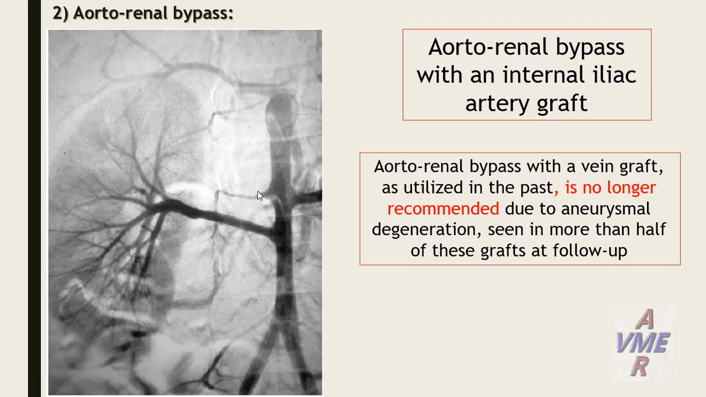Number 2, aortorenal bypass. Aortorenal bypass with an internal iliac artery graft. This is the aorta. This is the origin of the renal artery. This is the graft, internal iliac artery, which makes the bypass between the renal artery and the aorta. Aortorenal bypass with a vein graft, as described in the past, is no longer recommended due to aneurysmal degeneration seen in more than half of these grafts at follow-up.